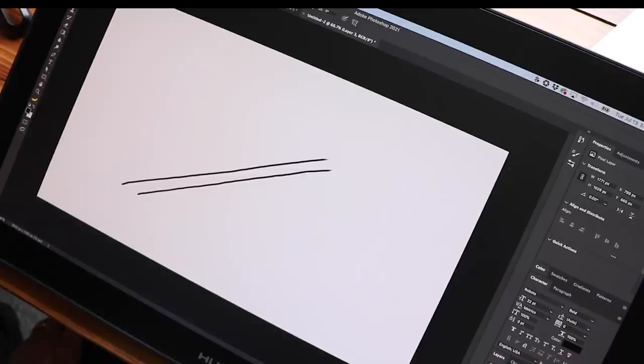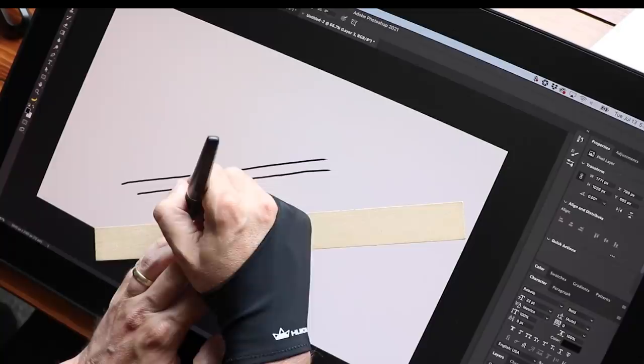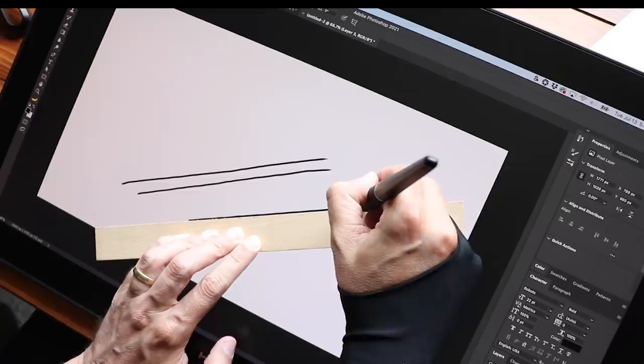Let's break out the ruler. And again, I am not using a ruler in order to get a straight line. I'm using a ruler in order to see if there's any, you know, discrepancy in the line or any kind of mechanical wave to it.